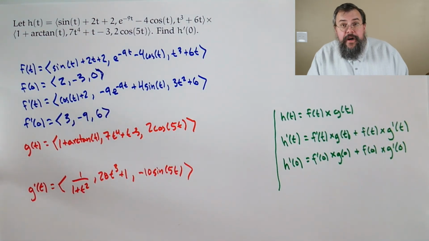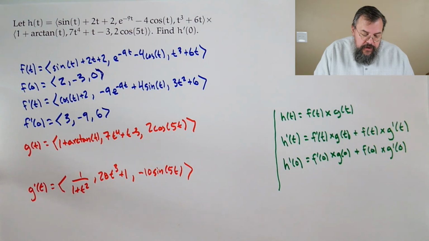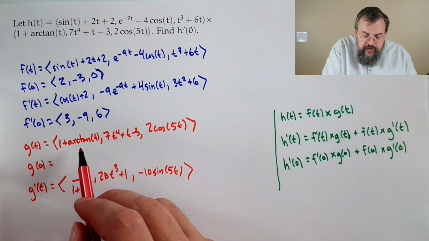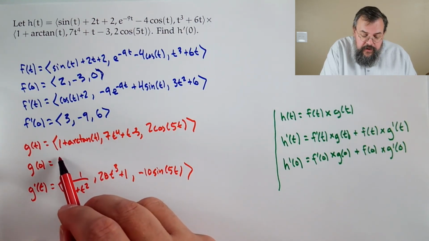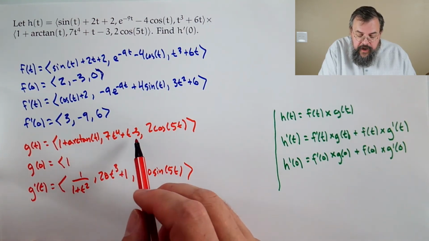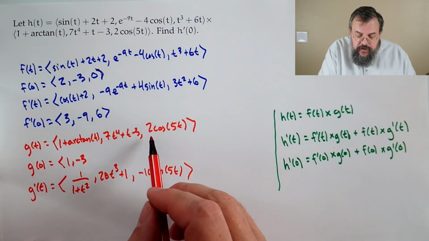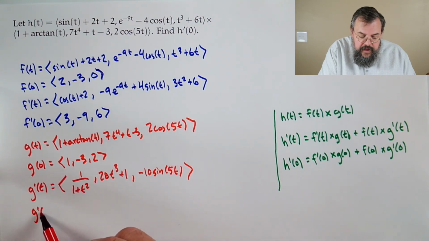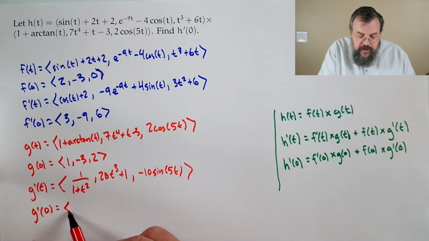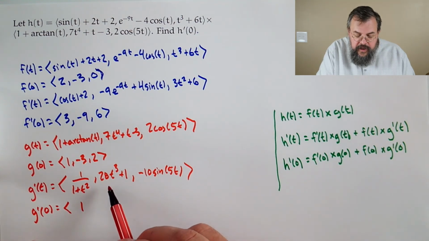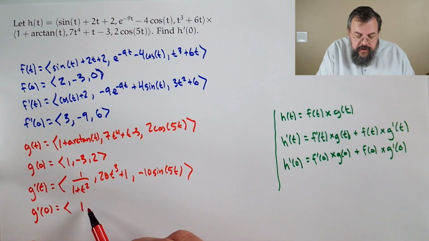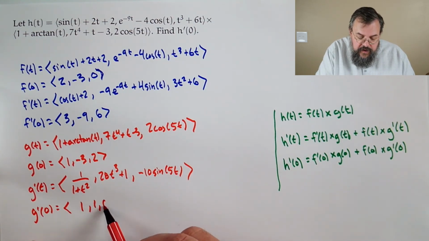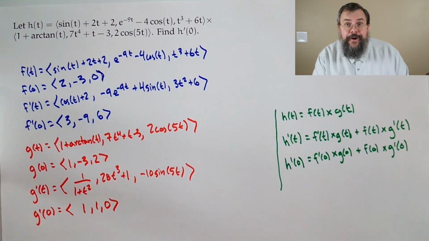All right. How about our g? Well, let's do that too. g of 0: 1 plus arc tangent of 0. It's 1 plus 0, 1. 0, 0, minus 3. 2 times cosine 0 is 2. g prime of 0. Well, 1. And then here, we're going to get 28 times 0 plus 1, 1. And then minus 10 times 0, 0. Okay, 1, 1, 0.